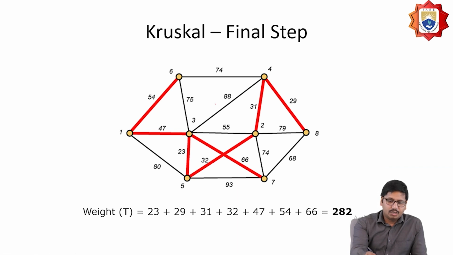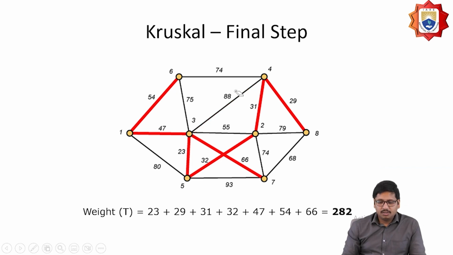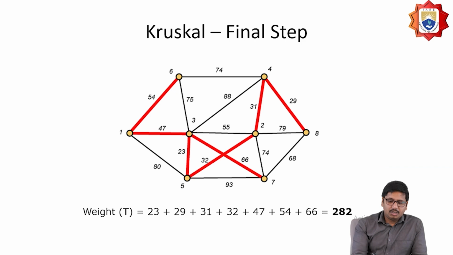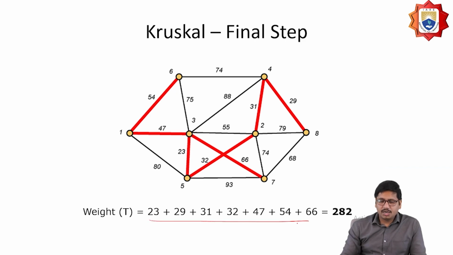And if I'm going to select this one also, it is going to form the cycle. And if I'm going to select this, this is also going to form the cycle. So the weight of the spanning tree should be 23 plus 29 plus 31, 32, 47, 54, and then 66. And this should be the total minimum cost of this.